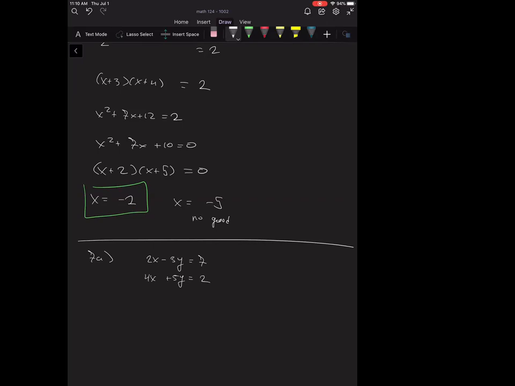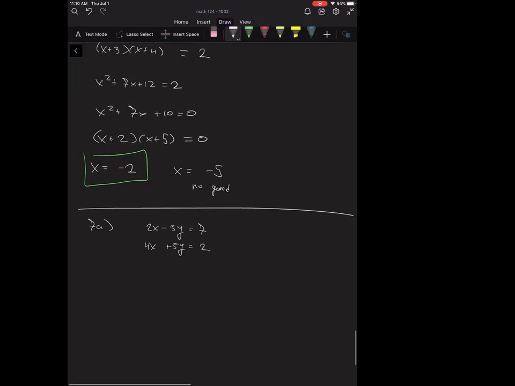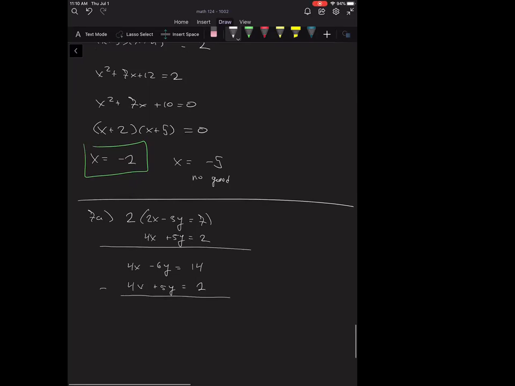So we need to do some type of elimination to get rid of one of these variables. So notice we have a 4x here and a 2x here. So what we could do is just take the top equation and multiply it by 2. And then that would match the numbers in front of the x. So if we multiply the whole top equation by 2, we're going to get 4x minus 6y is equal to 14. And then just rewrite the bottom equation, 4x plus 5y is equal to 2. And now what we can do is we could subtract these two equations. So we're going to have 4x minus 4x, so the x's go away, which is what we wanted.